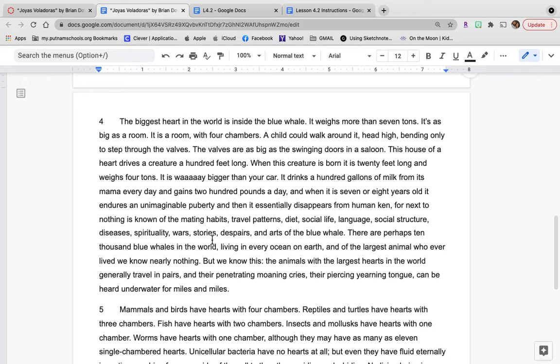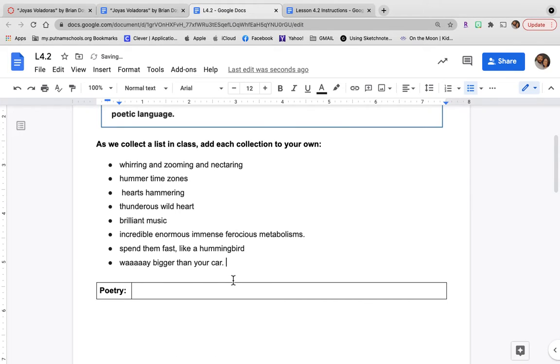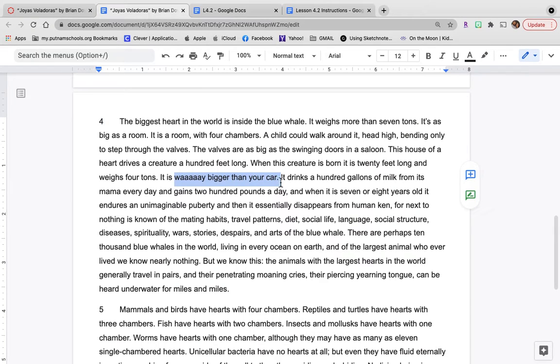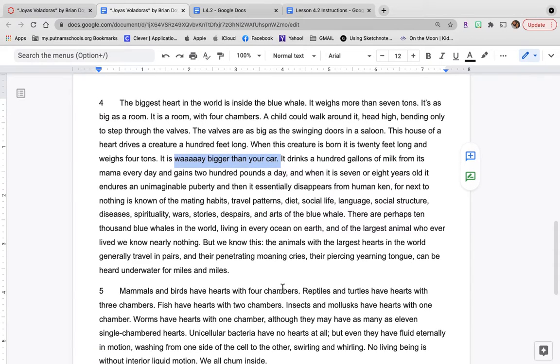All right, so the first thing you probably should have really honed in on is this right here. Way bigger than your car. That is not the proper spelling of way, but he gets away with it because it's showing you just how much bigger this whale is than your car. So the fact that he added all these A's, and you know for a fact that's not how you spell the word way, that's again poetic license to a point. He's not making up a word, but he is changing the spelling drastically. And I really do like piercing, yearning tongue.